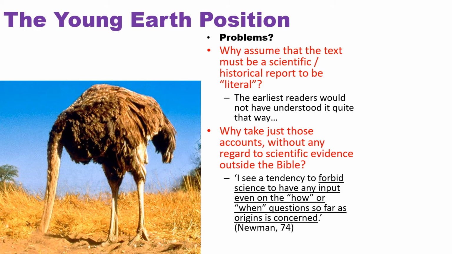And so we must ask the question, why exactly must we say, in order for the text to be literal, that it's a scientific report or that it's a historical report? Certainly the earliest readers could not have and would not have understood it in quite that way, because their categories for history and science were somewhat different than ours. A second question is, why should we take this perspective without even considering scientific evidence? What if there's scientific evidence that's clearly observable, that seems quite clearly to contradict this perspective? According to Newman, the tendency he sees here is to forbid science to have any input on the how or when questions so far as origin is concerned. Why would we prohibit scientific observation and truth from having any input?